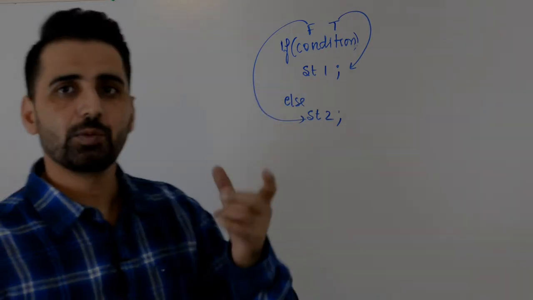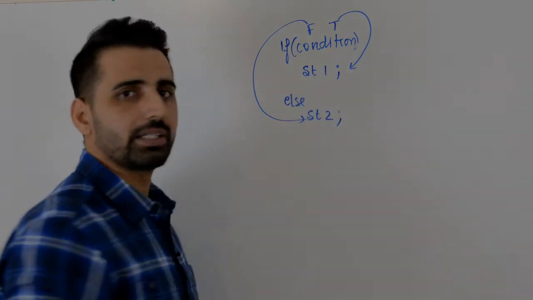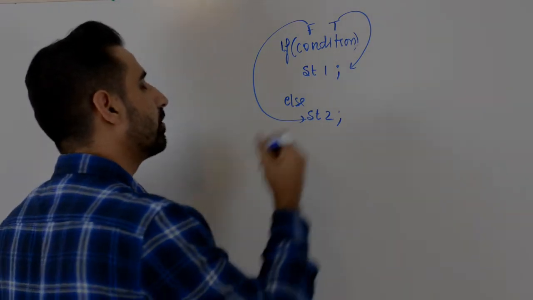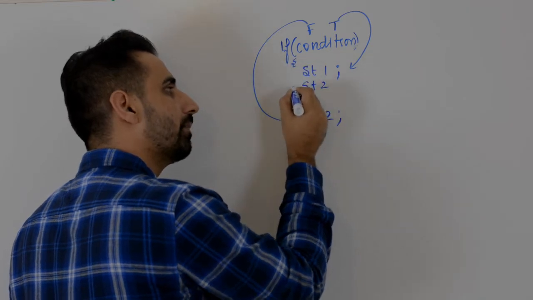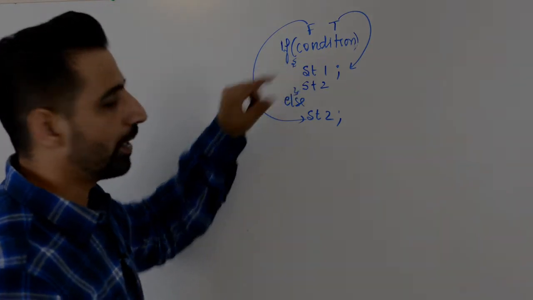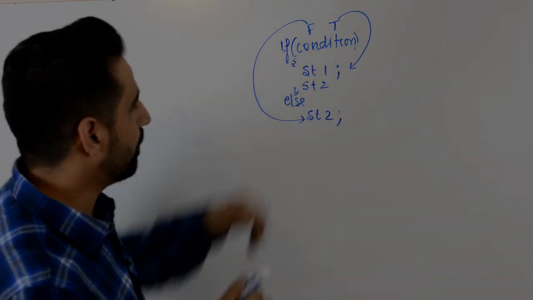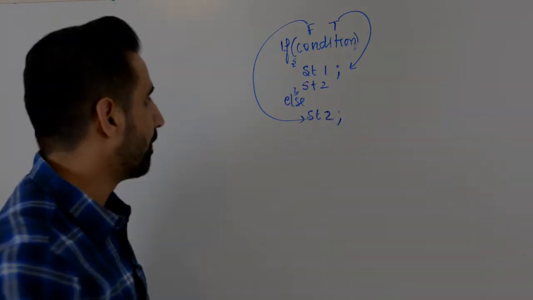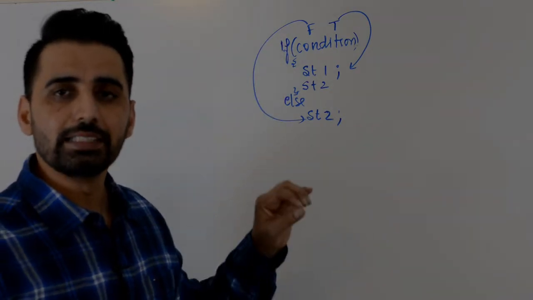The rule for brackets will be the same as we did in if. If there is only one statement, then it's our choice whether to put brackets or not. But if there are two statements, statement 1 and statement 2, then we have to put curly brackets. So if there is more than one statement, we have to use curly brackets. If condition is true, this statement will execute, and if condition is false, this statement will execute. You can have if without else, but you can never have else without if.